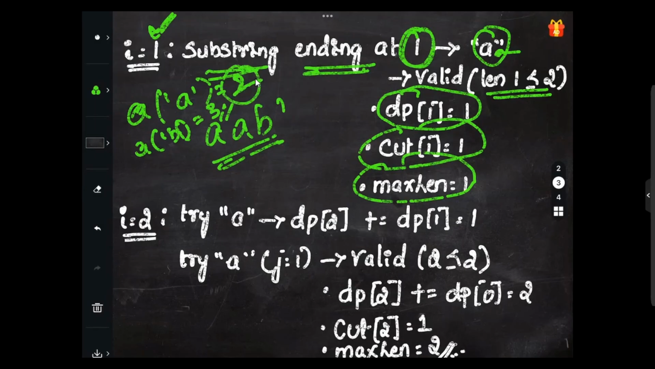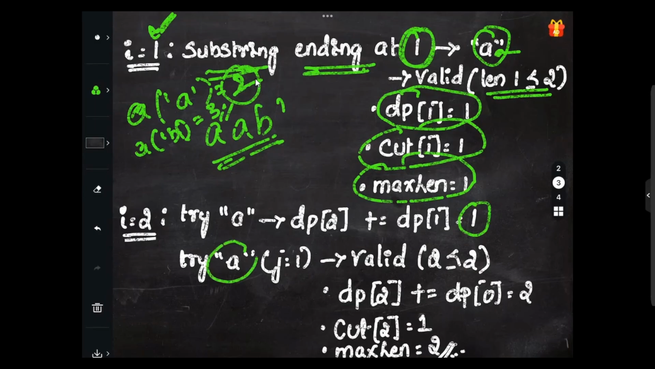So first we are considering 1, right? Then we will try a again. So this will be dp of 2 equals dp of 2 plus dp of 1. We don't have the dp of 2 yet, so we'll be considering 0. 0 plus 1 will lead to 1, right?